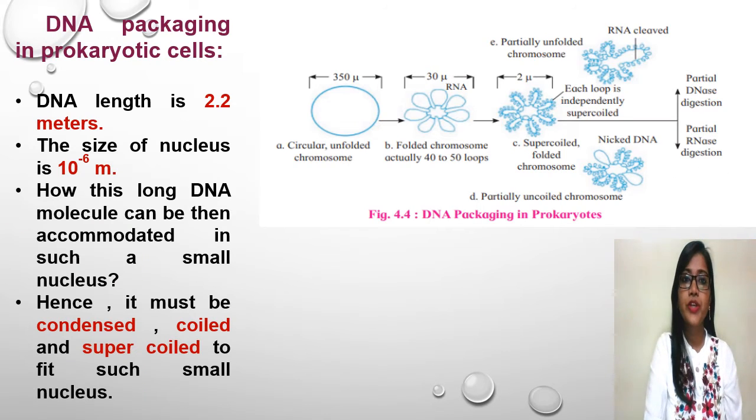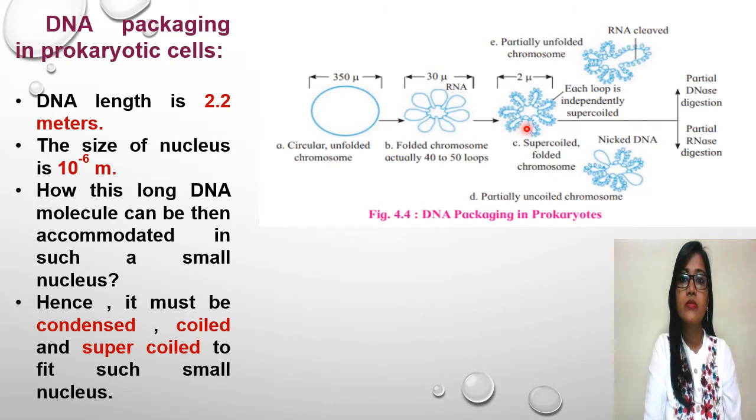In this slide, we are going to talk about how the DNA packaging occurs stepwise, as shown in the diagram. This is the circular unfolded chromosome, and you can see here the size, 350 micron. When it gets folded, this is the folded chromosome. It contains 40 to 50 loops. This structure is completely circular and unfolded DNA, and then it gets folded into 40 to 50 loops.